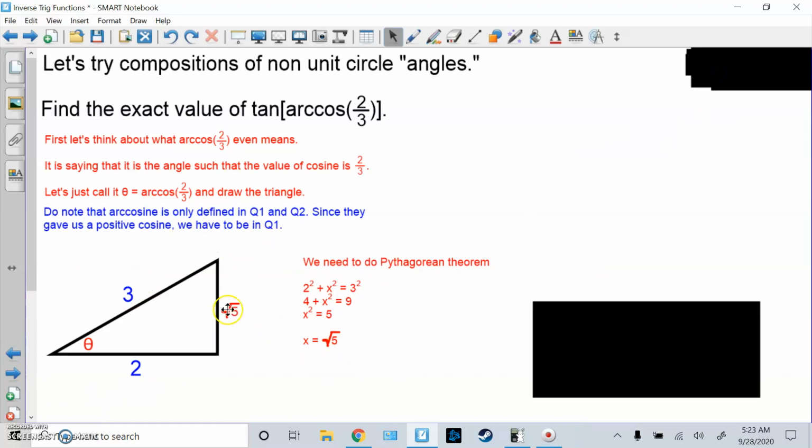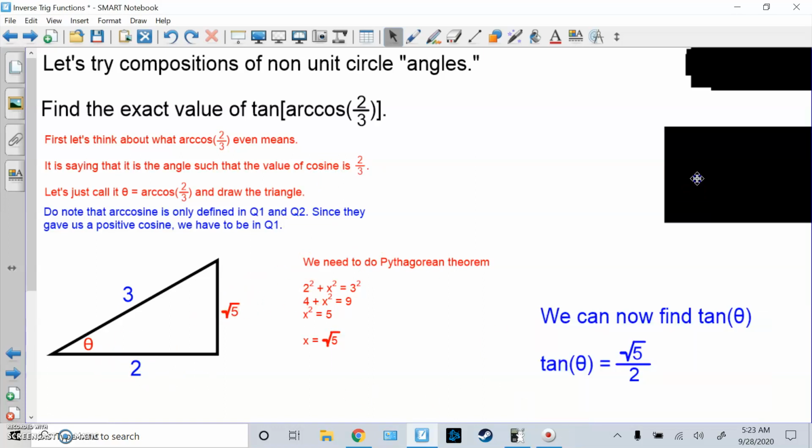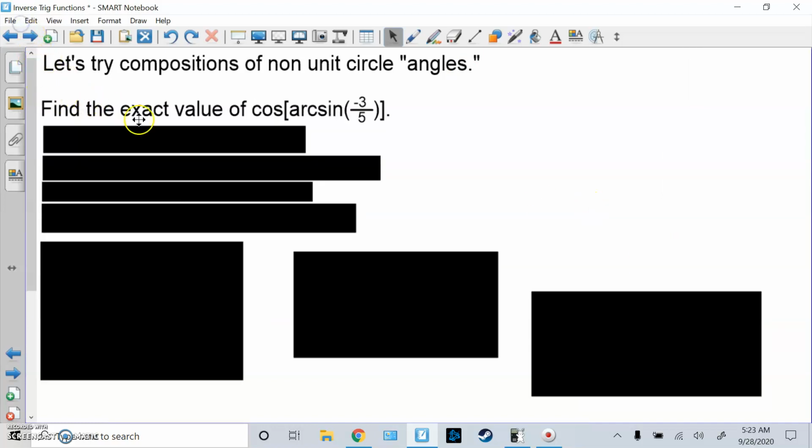Now that we have our finished triangle, we can find any of the 6 things: sine, cosine, tangent, secant, cosecant, cotangent. Tangent is TOA, so tangent of theta is O over A, so root 5 over 2. No need to fix that because there's no square root on the bottom, so that is the answer. Let's try one more. Find the exact value of cosine of arc sine of -3 over 5.